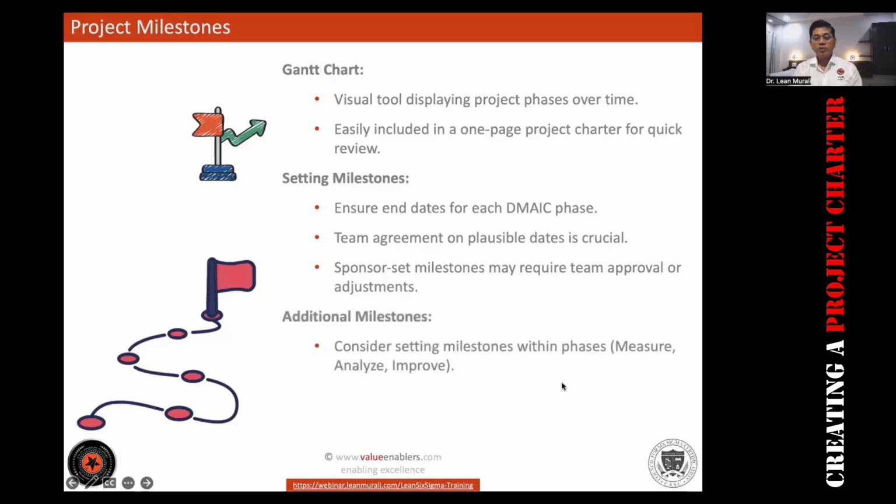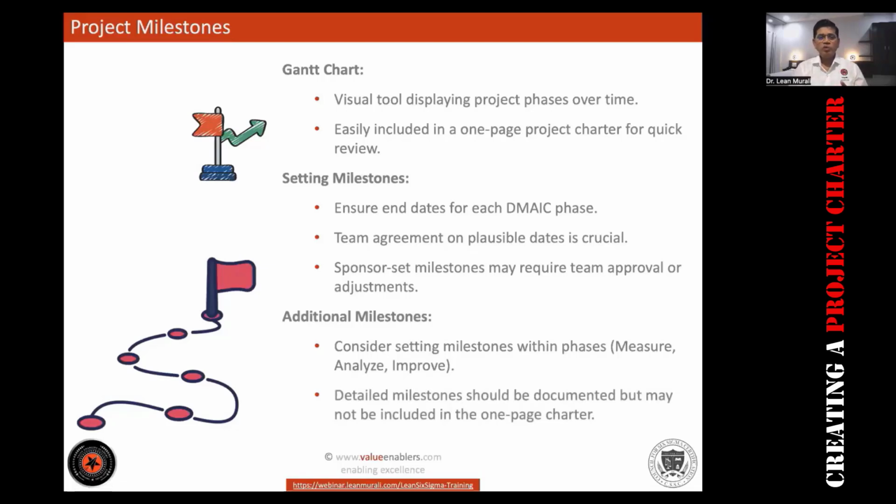Additional milestones can also be within the phases. It's not that each of the phases should have milestones, but within the phases like measure, analyze, improve, you can have some milestones. In some projects, what we do is we actually have separate detailed milestone charts, Gantt charts, if within each phase you have some activities with milestones. It can be a separate thing. If project milestones are clear, please give me a 9 or 10 if it is super, super clear.